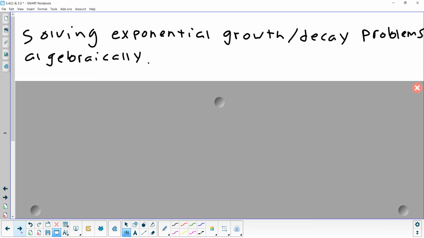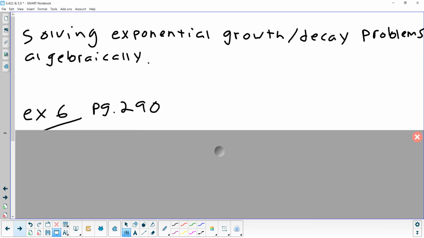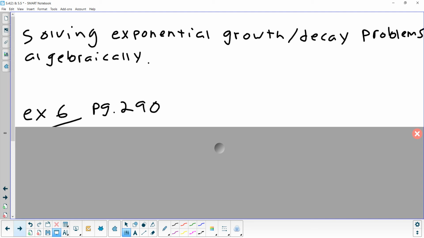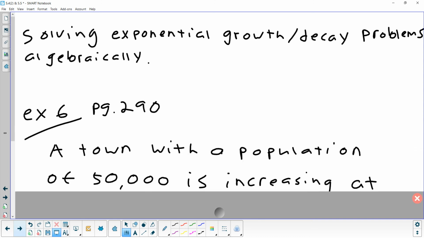All right. So we've done a lot of exponential growth and decay problems, but the way we've always had to solve them was using the calculator. Right? So we would usually put something in y1, put something in y2, and then see where they cross. Well, we're going to look at a problem that we've already done before. I think it's about the population of a town starting with 50,000 people. But this time, we're going to solve the same problem algebraically, okay? Instead of using the calculator.